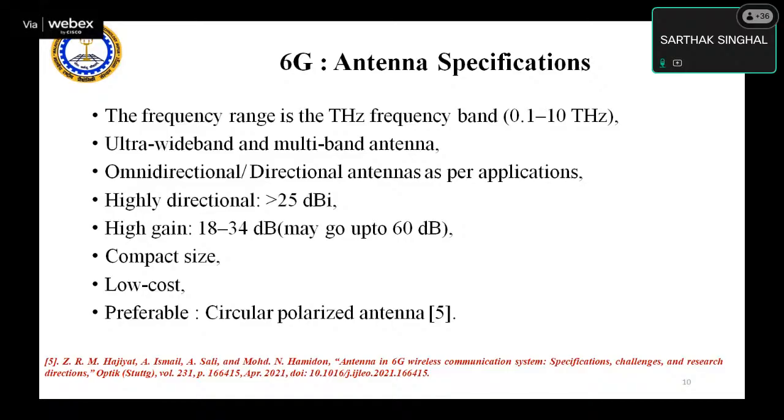When we are talking about directional antennas for terahertz, for highly directional it should be 25 dBi gain, and if we are talking about omnidirectional, the gain should be in the range of 18 to 34 dB. Now achieving this kind of gain, either 25 dBi or 18 to 34 dB or 60 dB, will require a large number of elements, that is supermassive MIMOs and array configurations. Then only we can achieve this kind of gain.